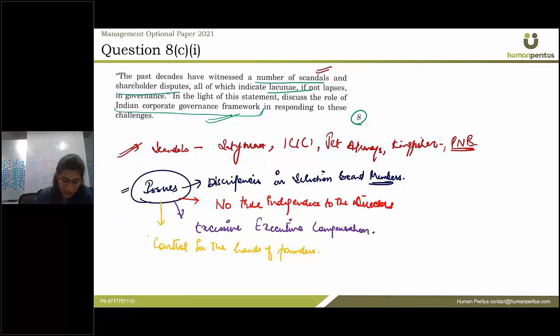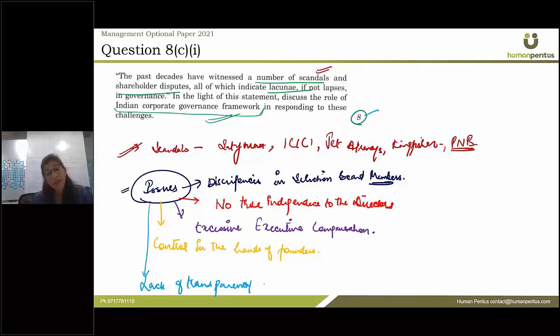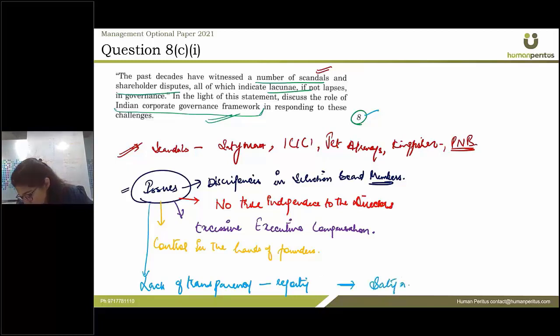Now the next one is that you can cite five or six issues, focusing on the number of marks the question carries. The lack of transparency is also an issue: transparency in reporting between the auditors and the managers. You can easily cite the Satyam Computers case, where there was misappropriation of the accounts, fraud, and finally SEBI had to step in. So these are basically the issues in the corporate governance framework.